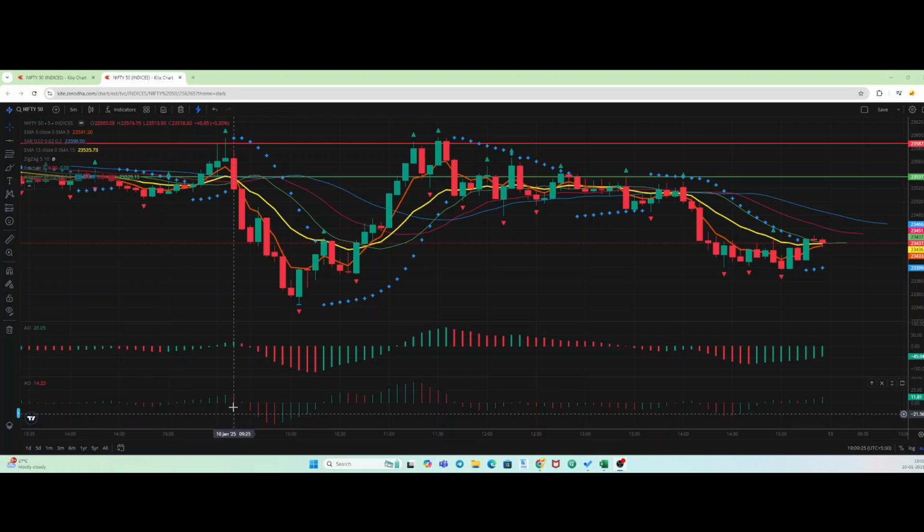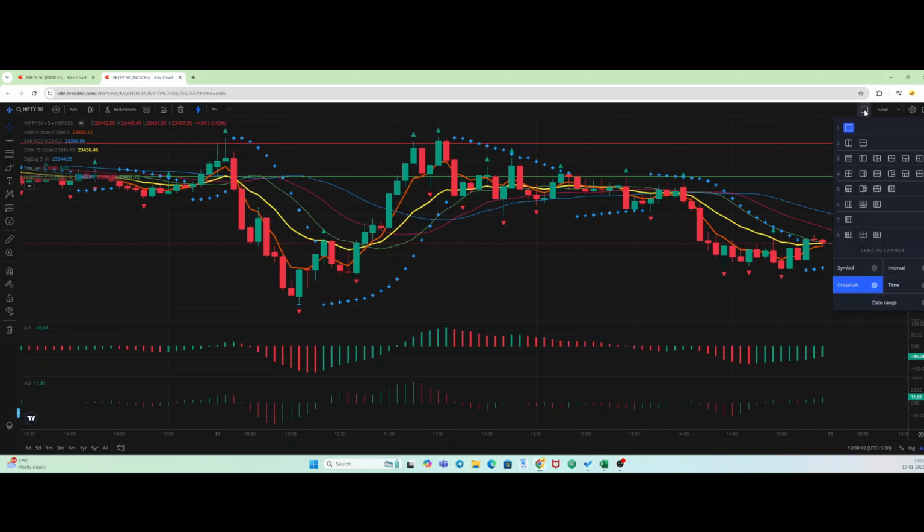So you can see here this is Nifty. The first candle, the 9:15 candle, opened around 23,560 and the first candle closed at 23,550. Hence I selected 23,550 PE and CE.